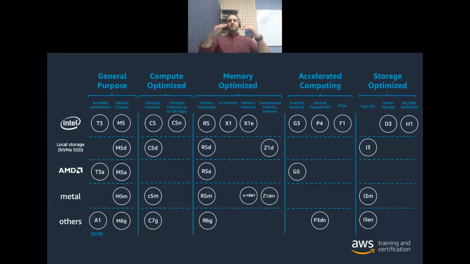You got your M, which stands for medium. It is general purpose. It's a good balance of CPU and RAM. You got your C, which is compute intensive, lots of CPU power. You got your R and your X, which is memory optimized, more RAM or faster RAM. You got your D series, which is your dense storage, a lot more disk space or maybe faster disk space. Then you've got your I series, which is your high input output machines, and a few others as well.